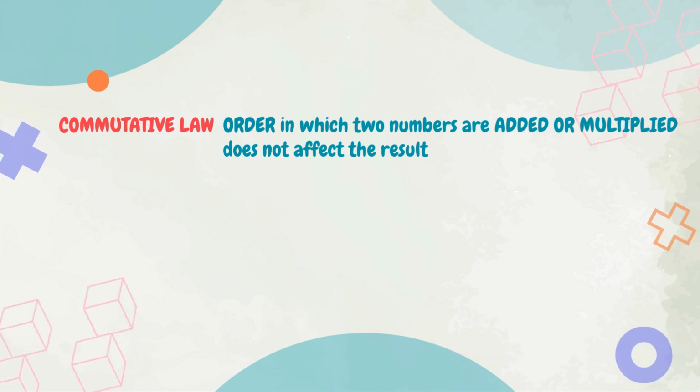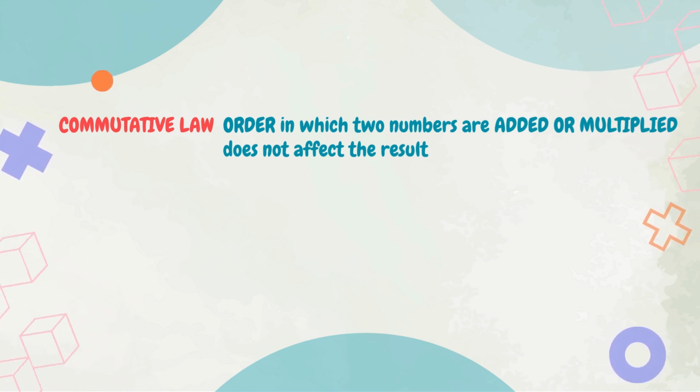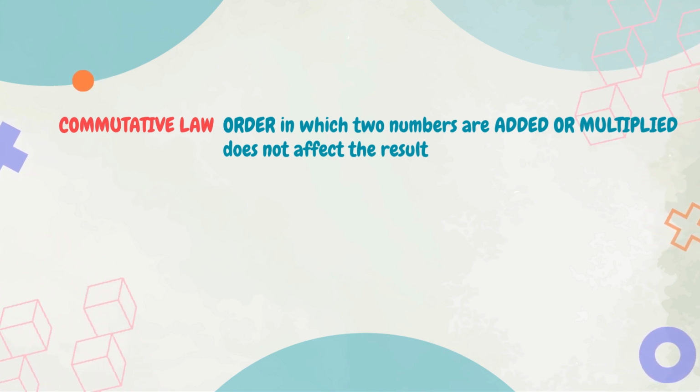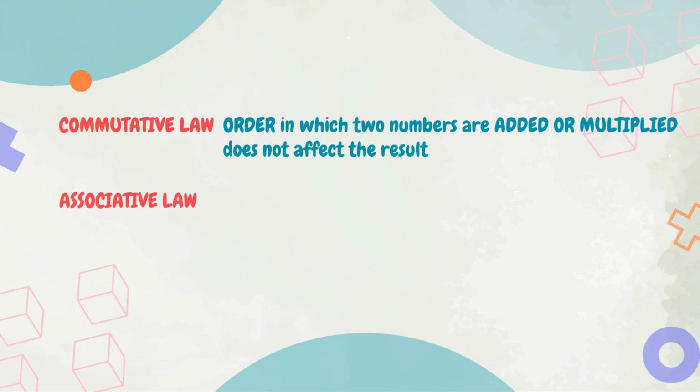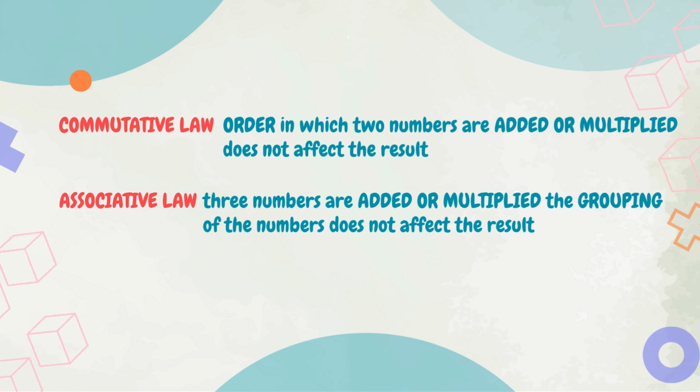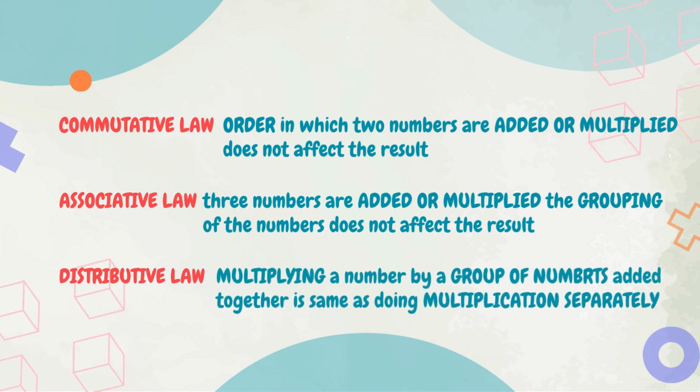To recap, commutative law states that the order in which two numbers are added or multiplied does not affect the result. Swapping the given numbers still gives the same answer. Addition and multiplication are commutative. Subtraction and division are not commutative. Associative law states that when three numbers are added or multiplied, the grouping of the numbers does not affect the result. Addition and multiplication are associative. Subtraction and division are not associative. Distributive law states that multiplying a number by a group of numbers added together is the same as doing multiplication separately.